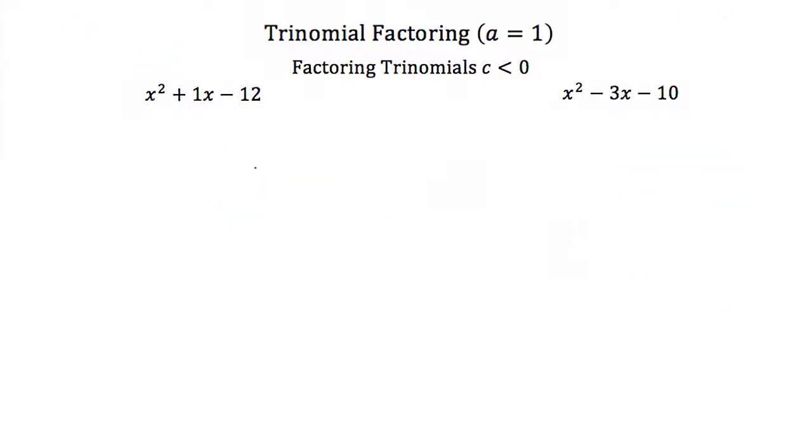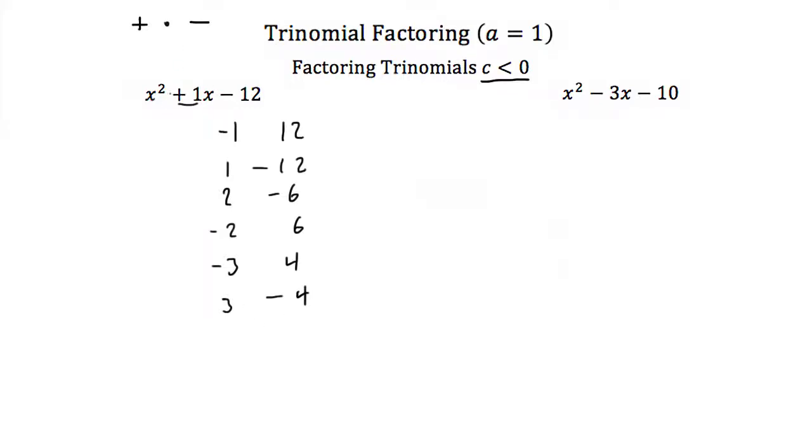Now let's see what's going on when we have a negative constant value. Here I have x squared plus 1x minus 12. Now the only way I can multiply two numbers together and get a negative number is if I multiply a positive and a negative number. And I need these numbers to add together to be a positive 1. So let's think of all the ways I can multiply to get negative 12. I can use a negative 1 and a positive 12, a 1 and a negative 12, a 2 and a negative 6, negative 2 and positive 6, negative 3 and 4, and 3 and negative 4.